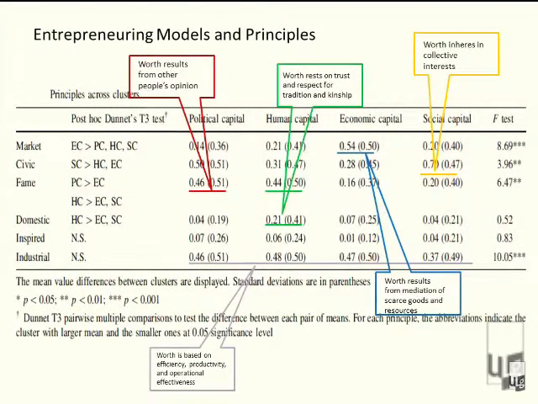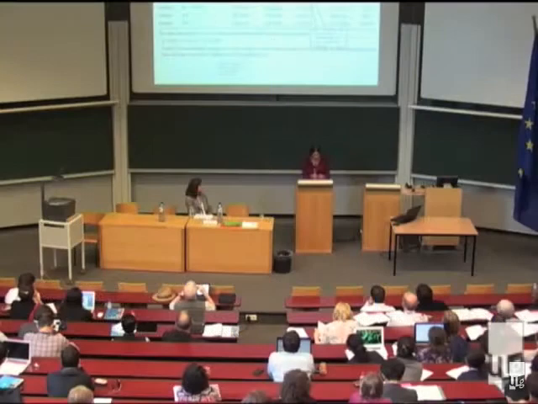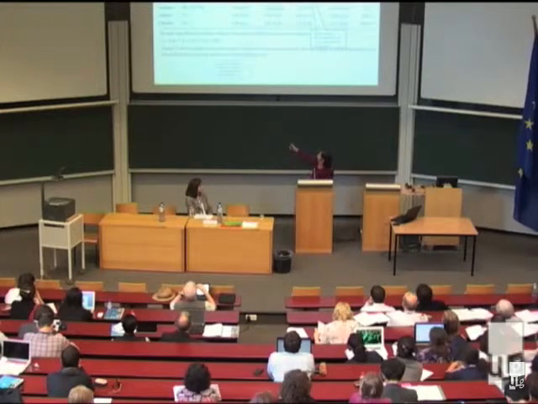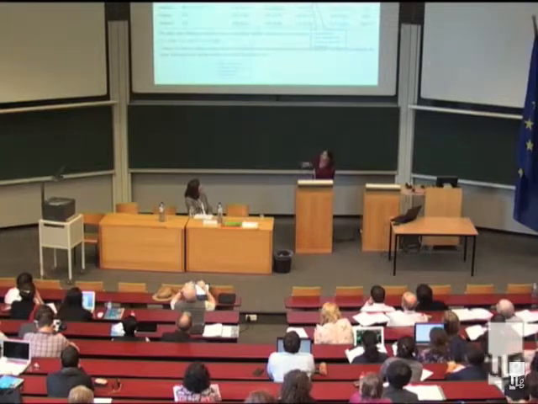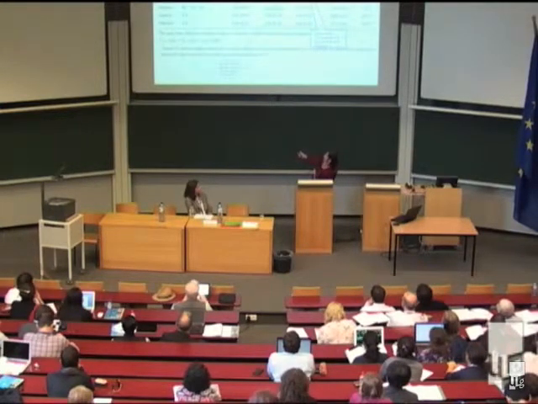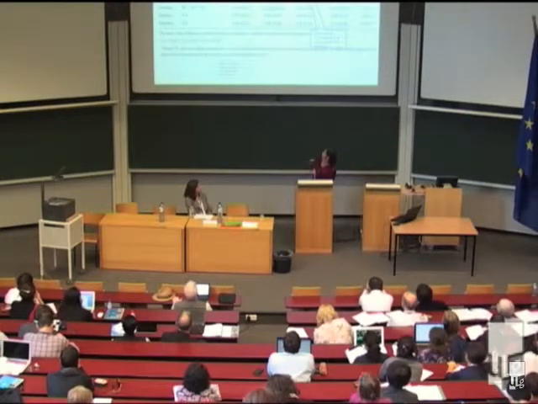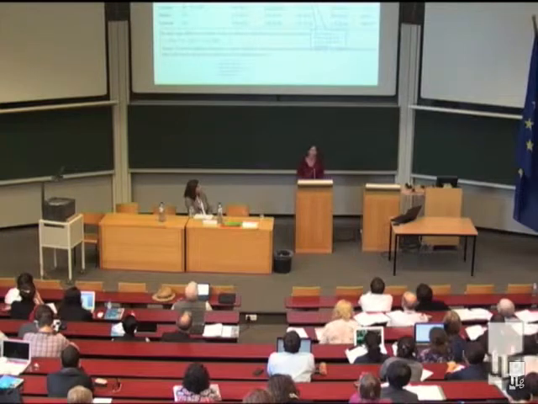Just in a nutshell, how do these four different entrepreneuring models relate to anchors or orders of worth when you use Boltanski and Thévenot? Well, there is one anchor that all of them actually used, and that's the industrial order of worth. And just to remember, the industrial order of worth is based on efficiency, productivity, and operational effectiveness.